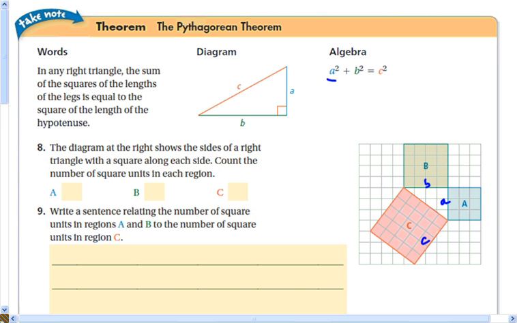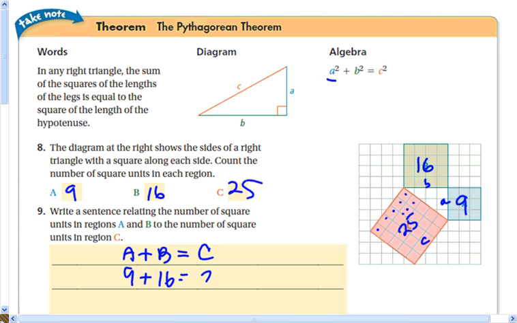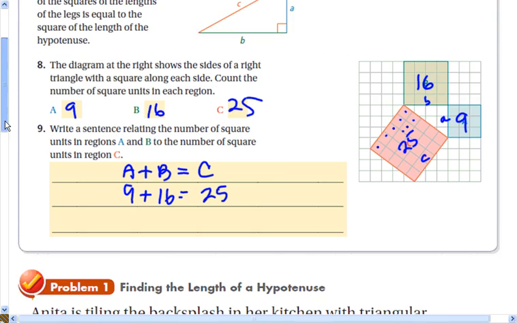The diagram at right shows the sides of a right triangle with a square along each side. Count the number of square units in each region. So if we do that, we get 9 here, 16 here, and this one you'll notice is 5 by 5, which is 25. So 9, 16, 25. And we can add A plus B and it'll equal C, because 9 plus 16 is equal to 25. And that'll always happen when we have a right triangle.